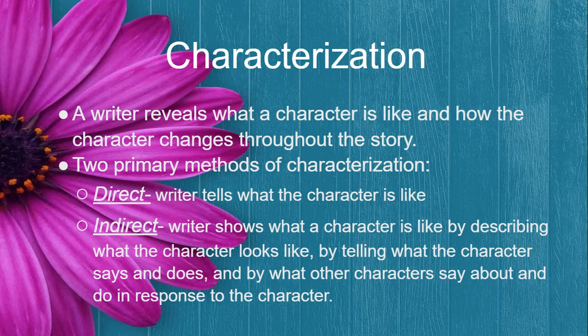Characterization is when a writer reveals what a character is like and how the character changes throughout the story. Two primary methods of characterization are direct and indirect. Direct characterization is when the writer tells what the character is like. Indirect characterization is when the writer shows what a character is like by describing what the character looks like, by telling what the character says and does, and by what other characters say about and do in response to the character.